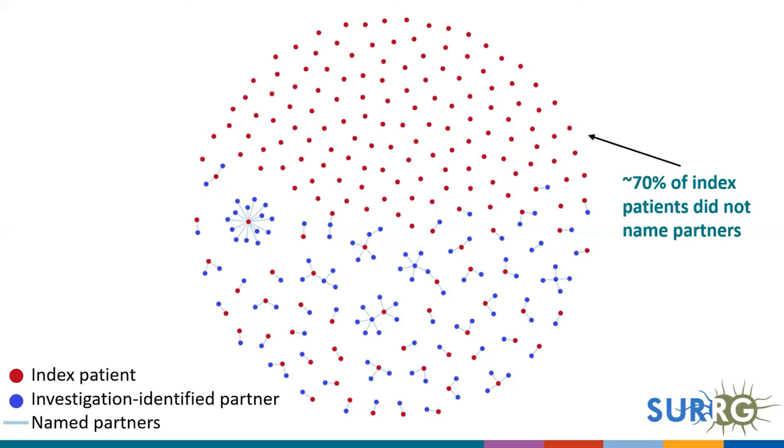What we can easily see here is that around 70% of index patients did not name partners. Now, the reasons for this are varied. In some instances, patients could not be interviewed, and in others, patients declined to name partners. But this is a large part of the sexual network that we are unable to capture.